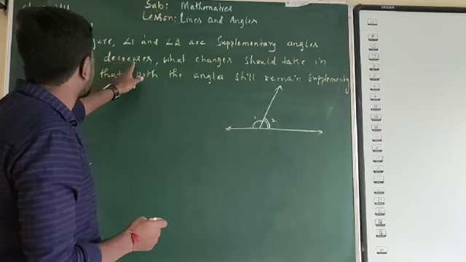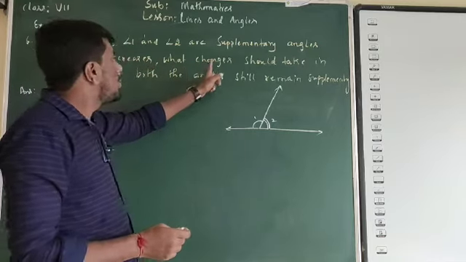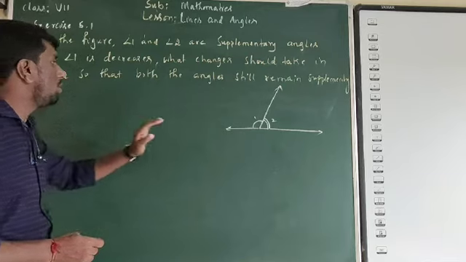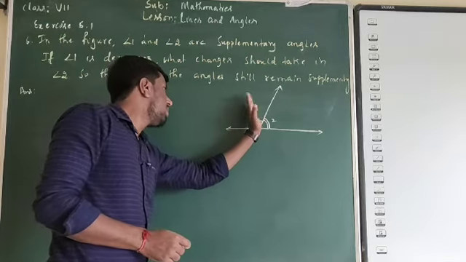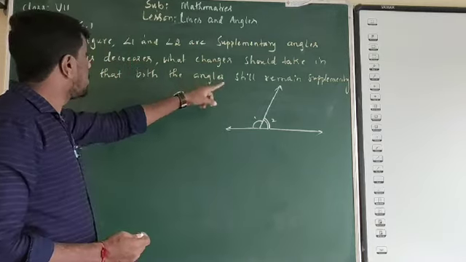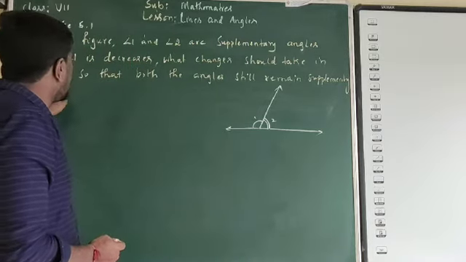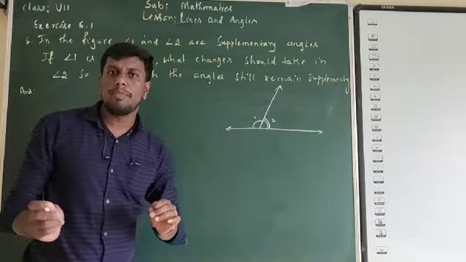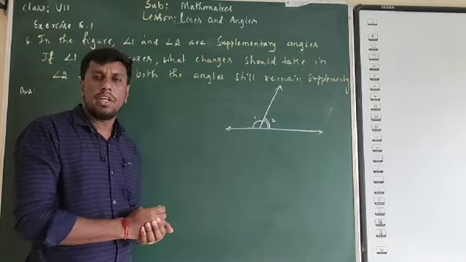If angle 1 decreases, what changes should take place in angle 2 so that both the angles still remain supplementary?